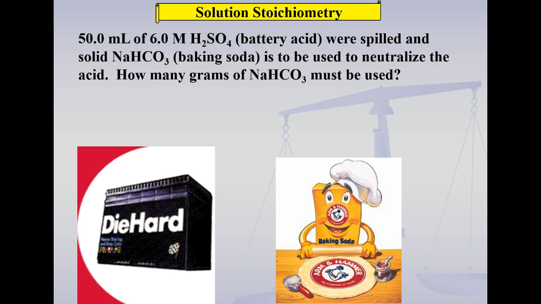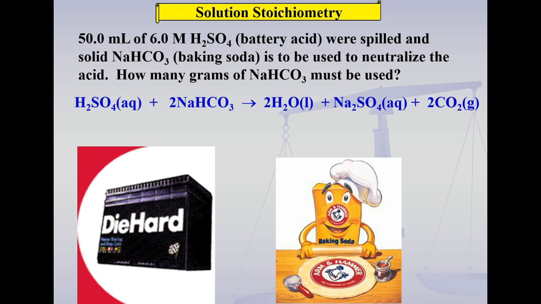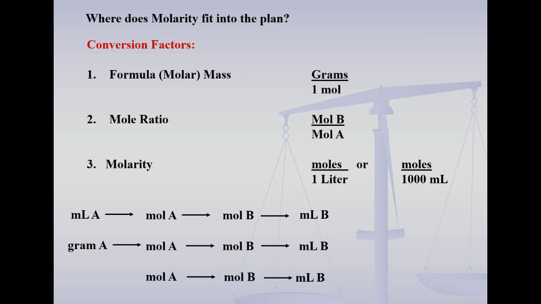So here's the first problem. We have 50.0 milliliters of a 6 molar sulfuric acid solution, and it was spilled, and solid sodium bicarbonate, which is baking soda, is to be used to neutralize the acid. How many grams of sodium bicarbonate must be used? Well, the first thing that you need is a balanced equation, and this is the equation we're going to work with. So, first of all, let's talk about where molarity fits into the general plan.